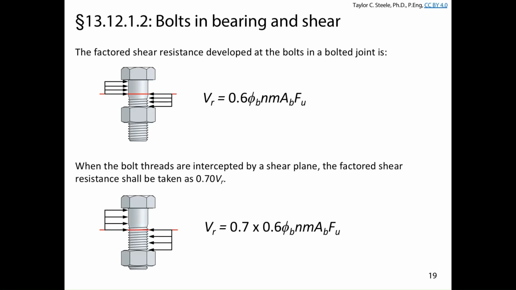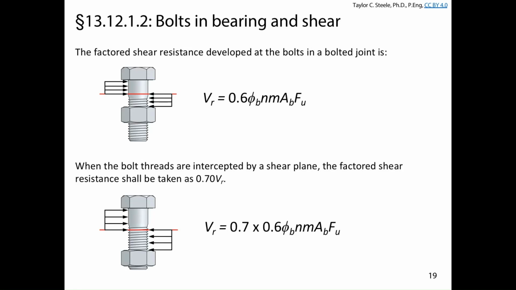When you intercept the bolt through the shank, then you can use the expression that I showed you previously, the 0.6 φb nₛ m Aᵦ Fᵤ. But if for some reason the plate steel is sufficiently thick so that you start to transfer that stress through the threads, all of a sudden you're reducing the area, right? And so there's higher stress on that area than if you're transferring the same force through the shank. And so in this case, we multiply the resistance calculated using that equation by a multiplier of 0.7. That's basically saying, well, the area through the threads is about 30% smaller than the area through the shank. Okay, so we get an area reduction if we're intercepting the threads, and we account for that by reducing the strength by 30%.